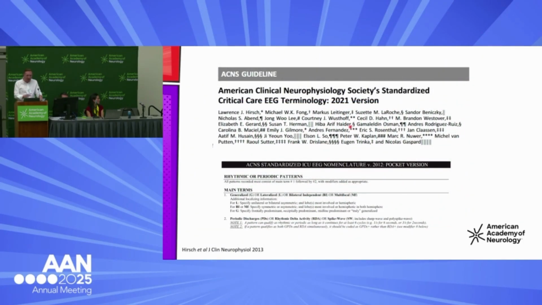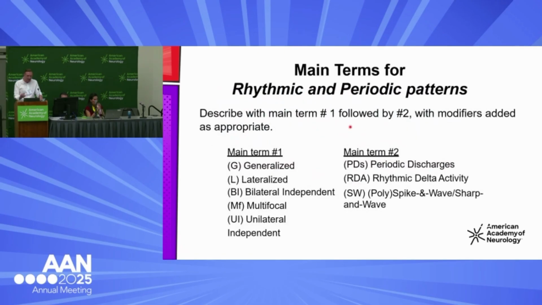So I really encourage everybody to review these guidelines, to get the testing associated with naming these patterns, especially if you're an EEG interpreter. But what you essentially have are two terms. So a main term that refers to the localization, and then the second main term, which is, is it periodic discharges, is it rhythmic delta activity, or is it spike wave? And generalized refers to being in both hemispheres synchronously. Lateralized means it's in one hemisphere. Bilateral independent means it's in both hemispheres, but they kind of march at the beat of their own drummer, right? They have different clocks. They seem to be coming from independent sources.